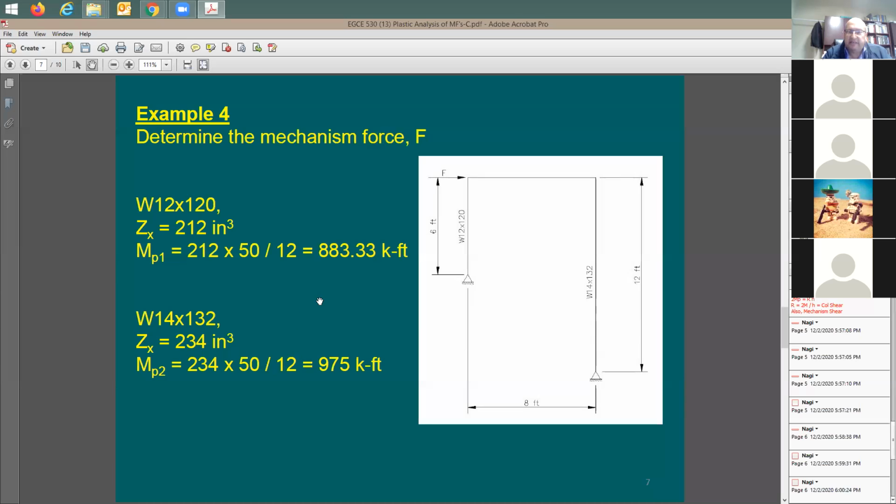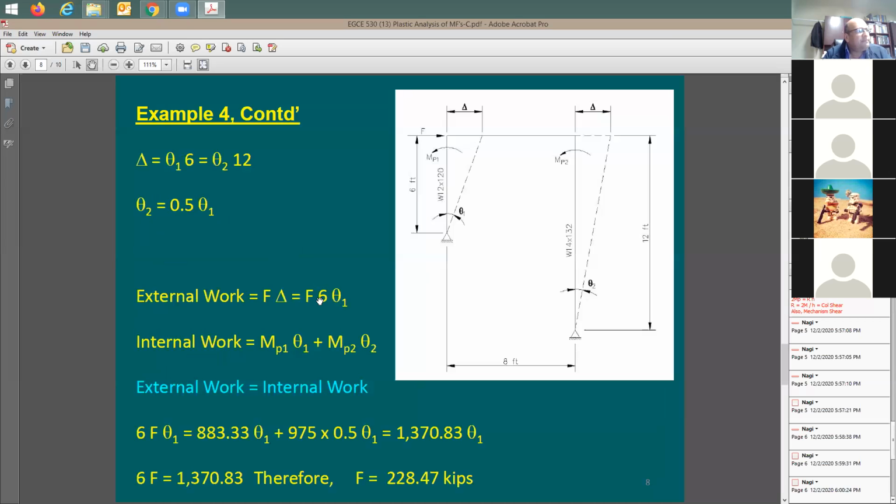What's next? Now, next I need to do external work and internal work. This amount of delta, if you remember, is going to be equal to 6 times theta 1, and it also equals 12 times theta 2. Now, which one's larger? Is it theta 1 or theta 2? Theta 1 is going to be much larger. By how much? By the inverse of the ratio of 6 feet to 12 feet, which means theta 1 is going to be twice as much as theta 2, or theta 2 is equal to 1/2 of theta 1.